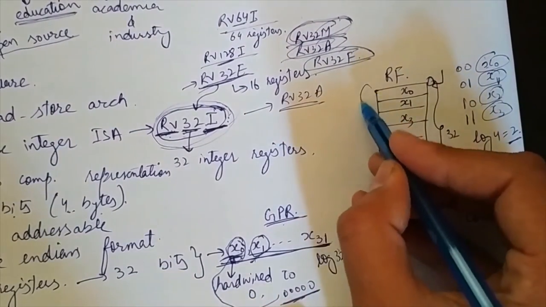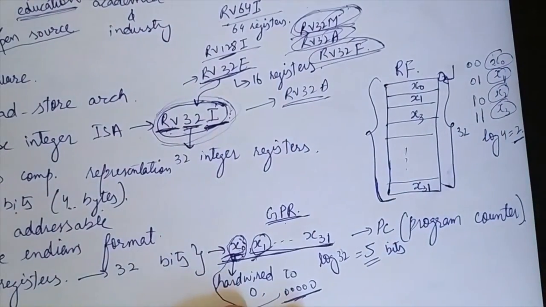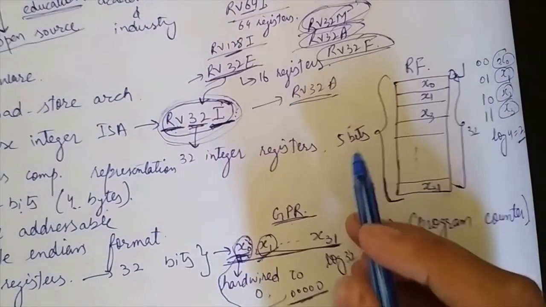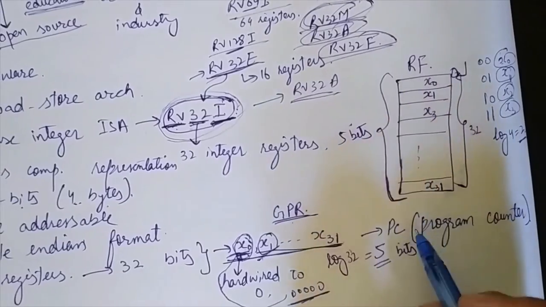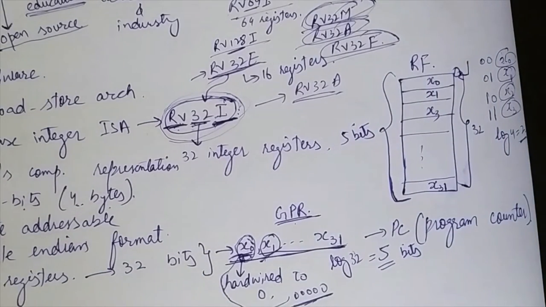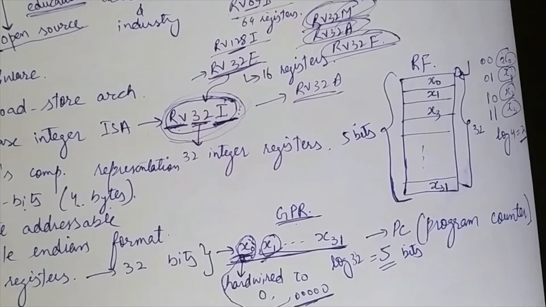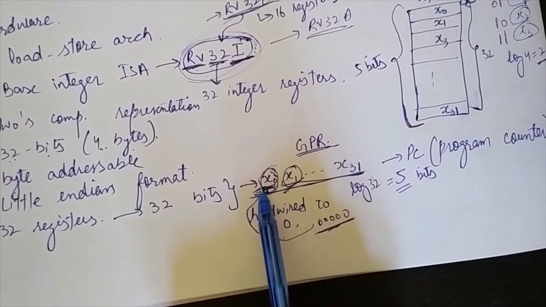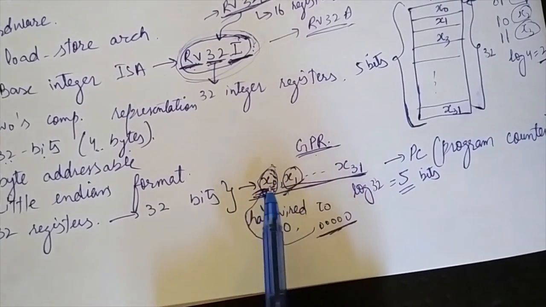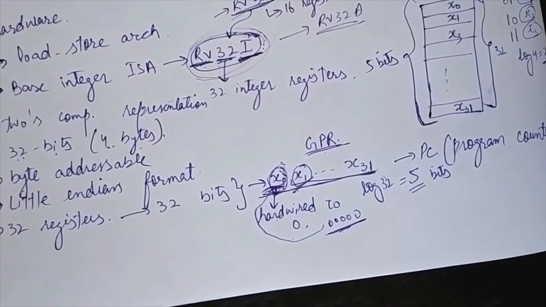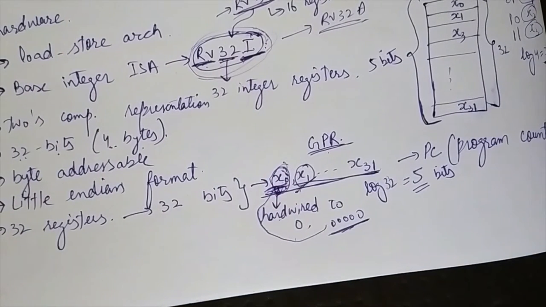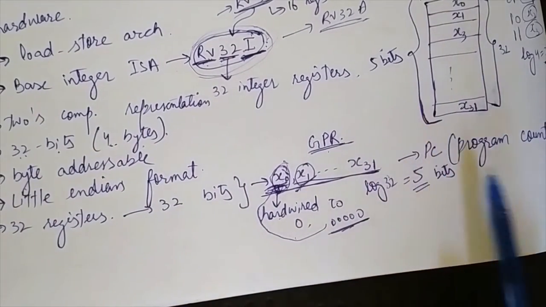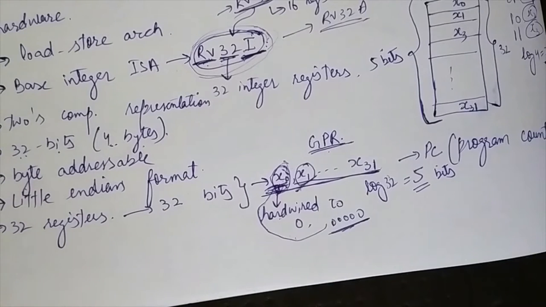And how many bits will be used to address these 32 locations? As I said, these will be 5 bits. So 5 bits will be used to address these registers in the register file. And as I said, X0 has been hardwired to 0. So whatever operation we perform on X0, the final result stored in X0 will be 0. So in RV32I, we have 32 registers and one special register called program counter.